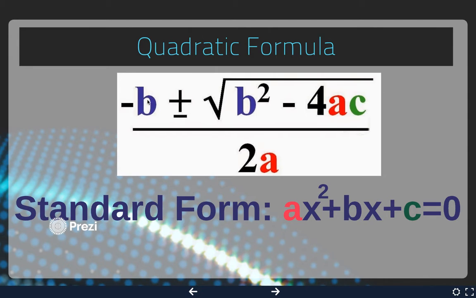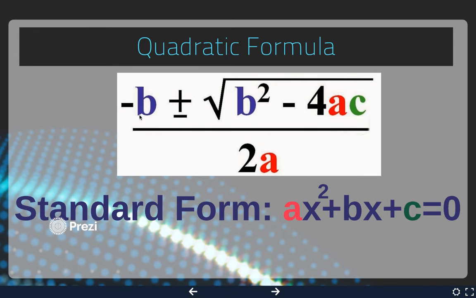Now, where all these things come from, you guys, the a, the b, and the c, those come from the standard form of a quadratic, which is ax squared plus bx plus c. The a in the formula comes from the number in front of the x squared. The b comes in front of the x, so whatever's in front of the x is the b, and the c is the number off by itself.